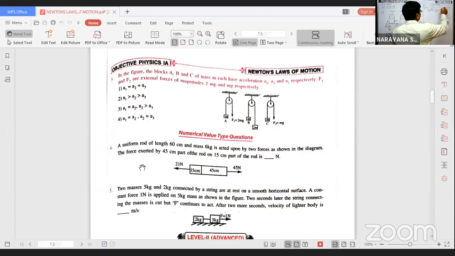On the rod, a 45 Newton force is applied in this direction, and a 21 Newton force is applied in the other direction. As this force is greater, the net force acting on the rod is F1 minus F2, which is equal to the mass of the rod times the acceleration A. So first you find the acceleration. 45 minus 21 is equal to mass, 6, into A. That implies A is equal to 24 by 6, which is 4 meter per second square. It is the acceleration of the rod.